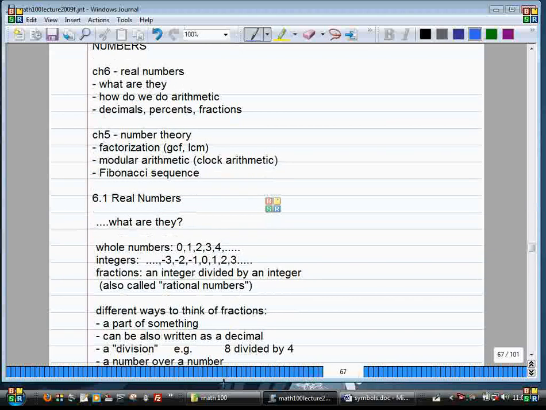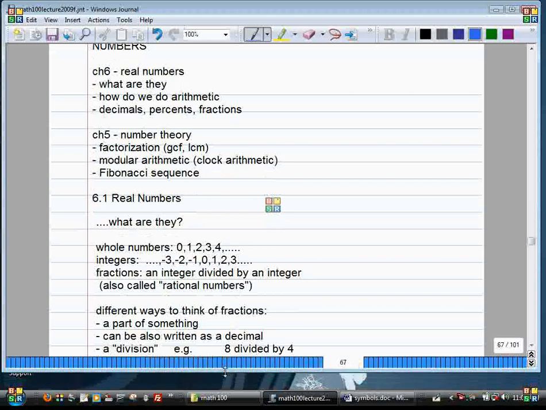A fraction, you can also think of as division. So, for example, 8 divided by 4, how would you write that as a fraction? 8 over 4. So, without actually simplifying it, we can just think of it as saying, this fraction means we should divide. Then, of course, there's just the simple notation of what's a fraction. It's a number over a number.